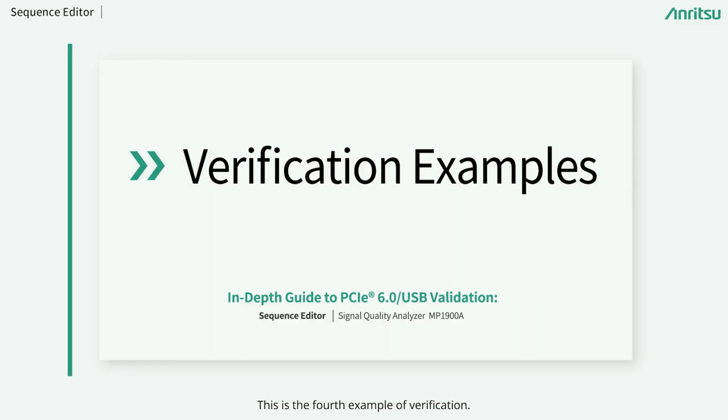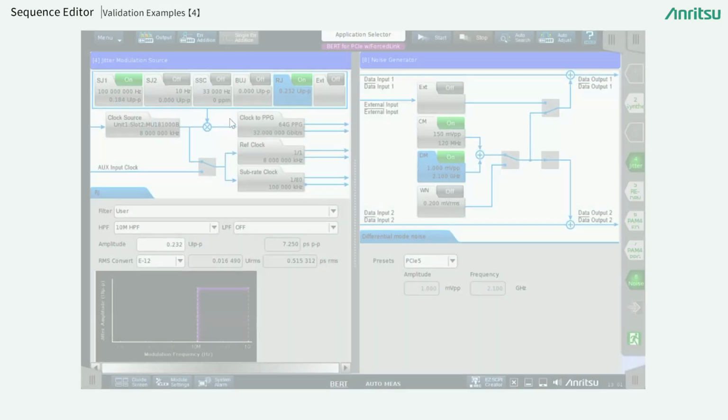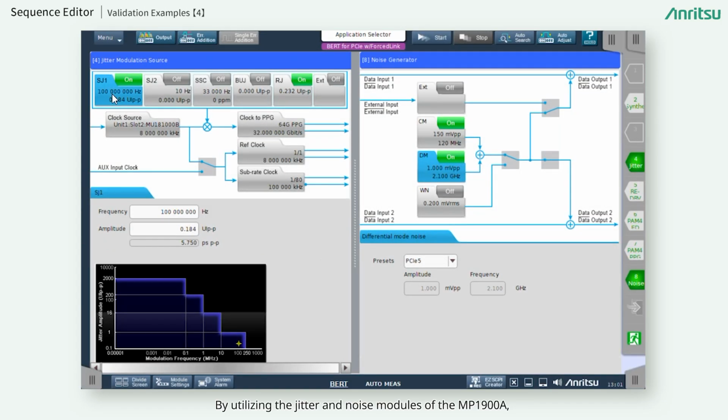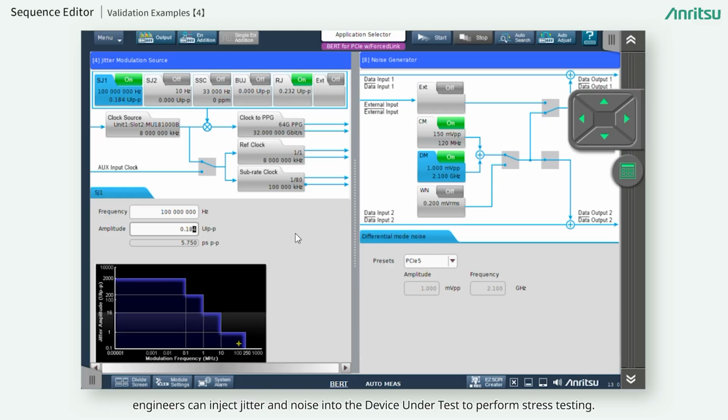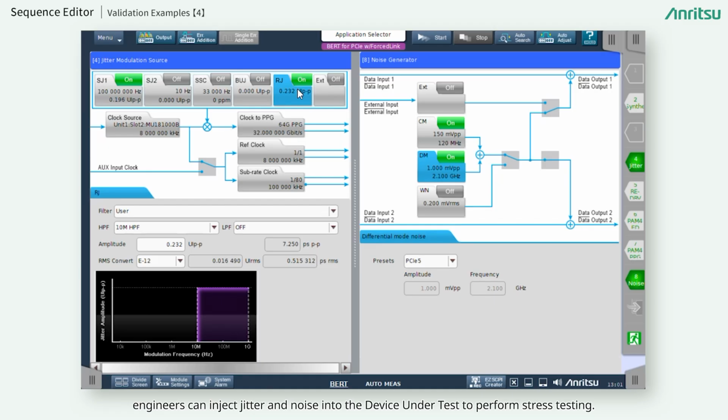This is the fourth example of verification. By utilizing the jitter and noise modules of the MP1900A, engineers can inject jitter and noise into the device under test to perform stress testing.